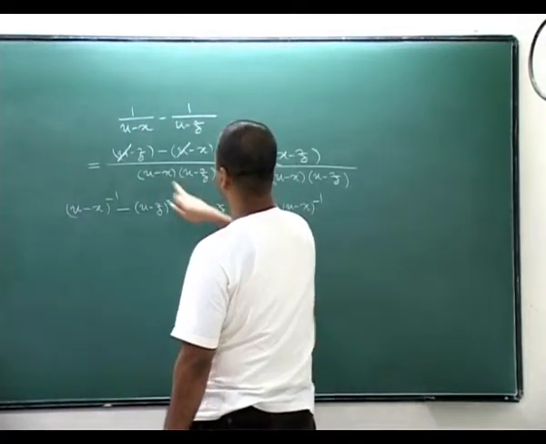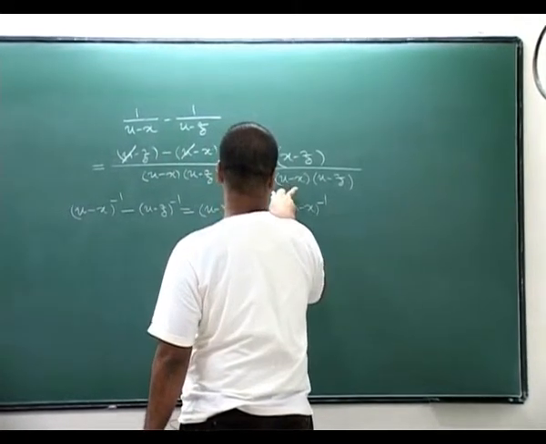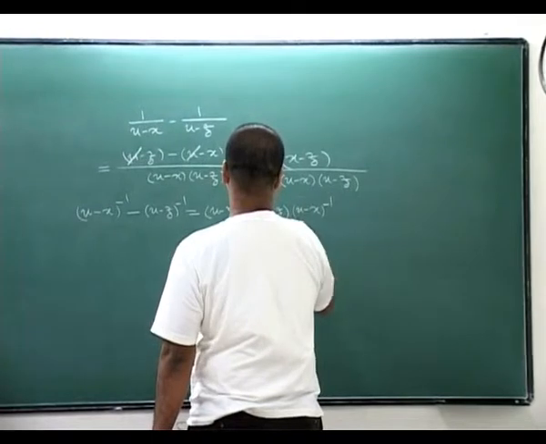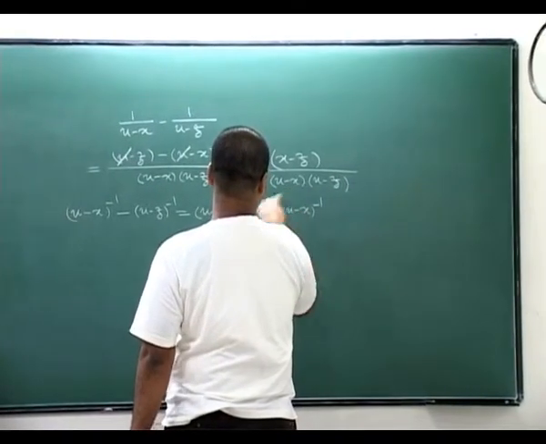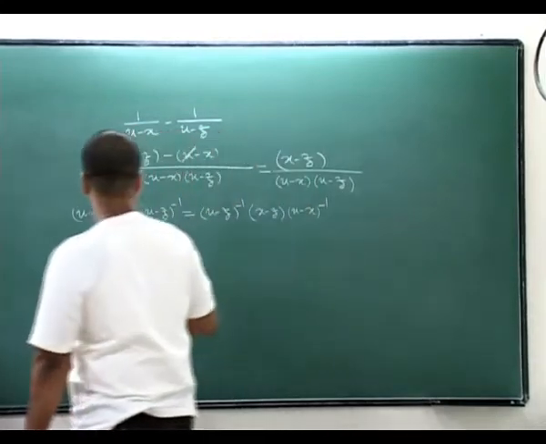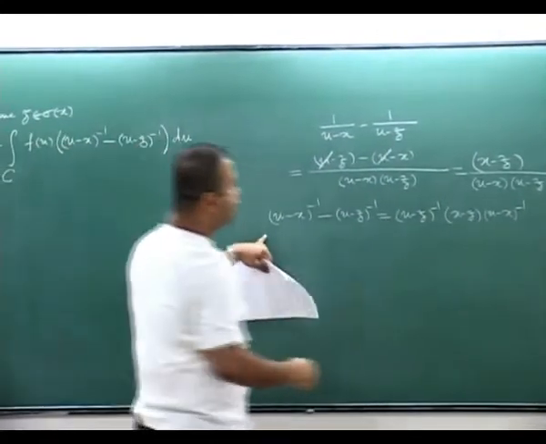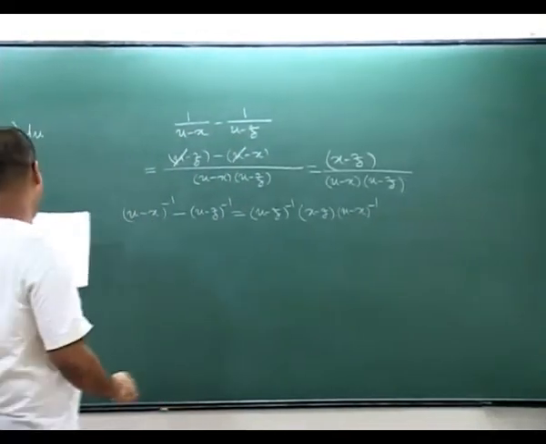Is everything all right? Meaning this is u minus z minus u minus x, so x minus z, u minus x, u minus z. So this is (u minus z) inverse, (x minus z), (u minus x) inverse. Okay, so now we want to prove this identity in the Banach algebra.